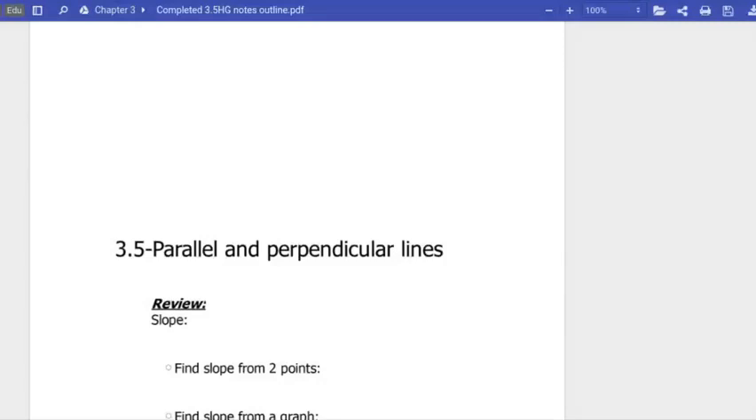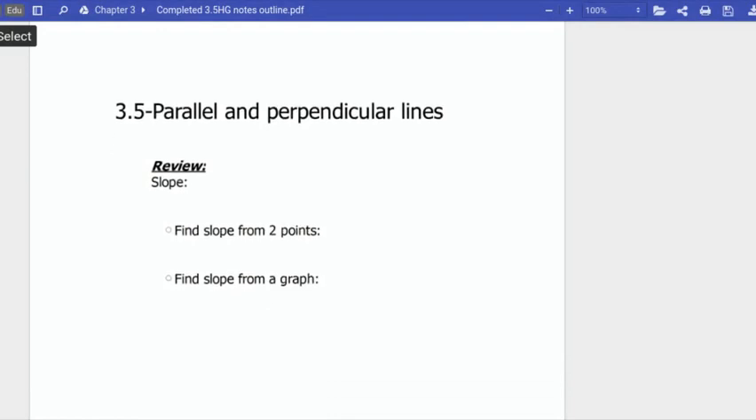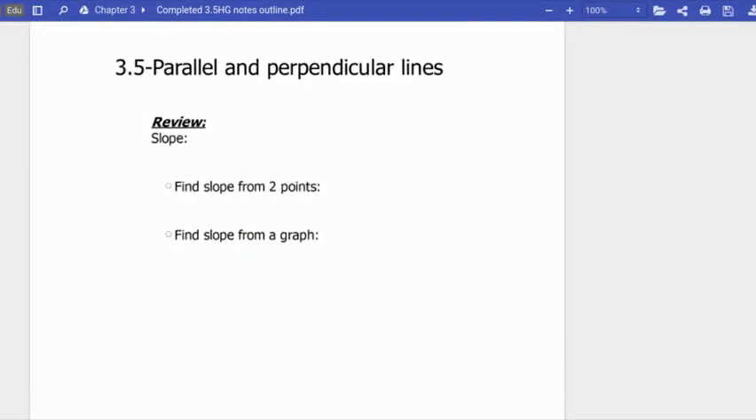Welcome to the last section in chapter 3. Today we're going to be talking about parallel and perpendicular lines. And this is actually all a review from things you've done in algebra.